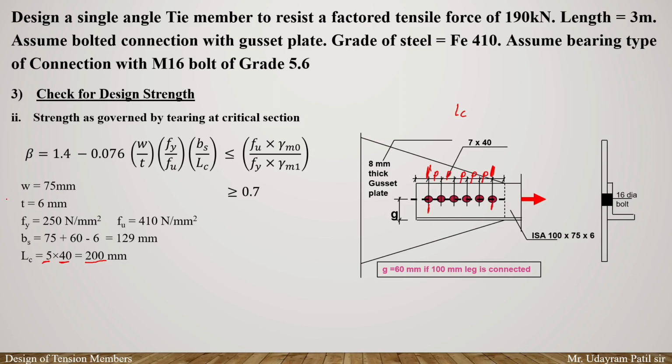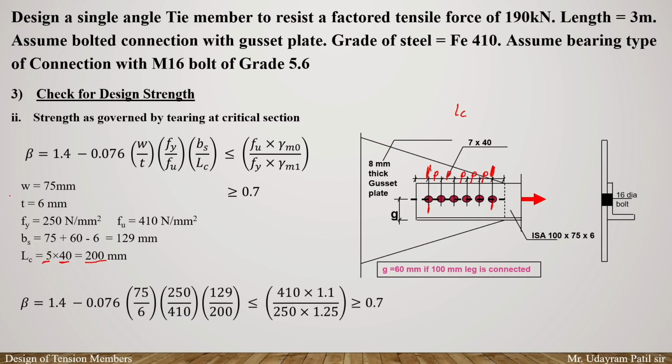So we get all of these particular values. Putting them in the formula, we get the value of the beta as 1.027.